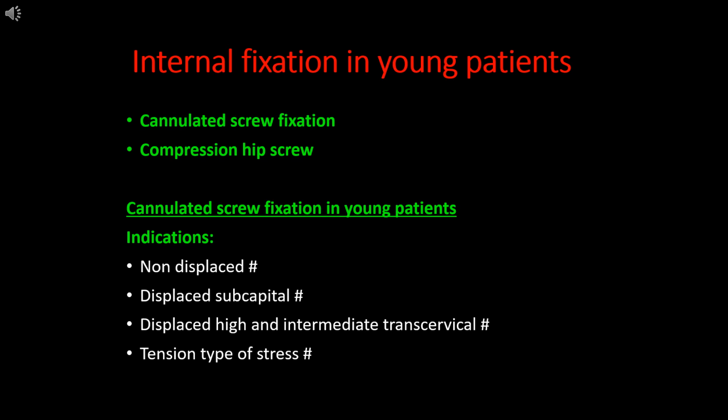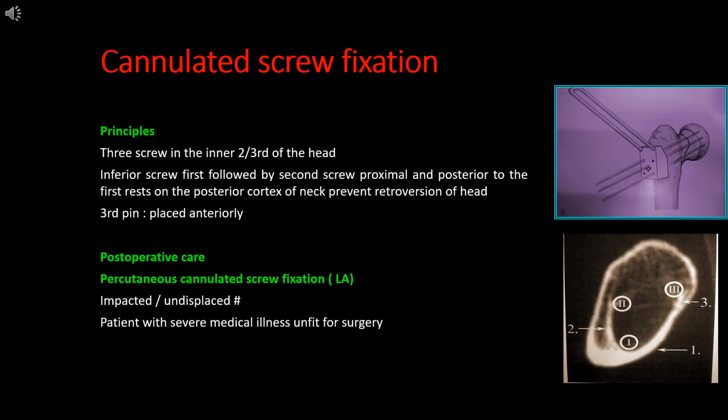Internal fixation options in younger patients are cannulated screw fixation or a compression hip screw. Cannulated screw fixation indications are non-displaced fractures, displaced subcapital fractures, displaced high and intermediate transcervical fractures, and tension type of stress fractures. In these cases, you can put a cannulated screw. The principles are you have to put 3 screws in the inner 2/3 of the head. The inferior screw first, followed by a second screw proximal and posterior to the first, which rests on the posterior cortex of the neck to prevent retroversion of the head.